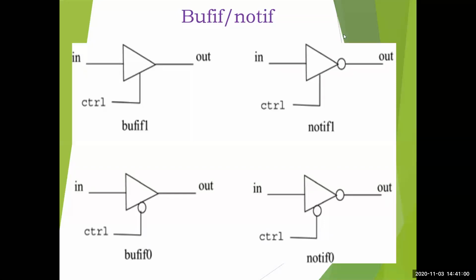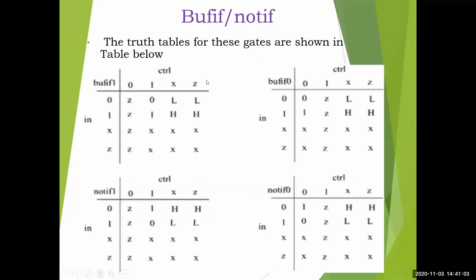Similarly, we need to see the truth tables. These are the truth tables for these 4 gates. Okay, bufif1. You have 2 inputs now, in and control. Control can also have 4 values: 0, 1, x, z. Also, we have learned different strength values, so the new values L and H, low and high, are going to come in the table. Those are the strength levels. See, if control is 0 and input is 0, in the case of bufif1 it will be Z by default, right?